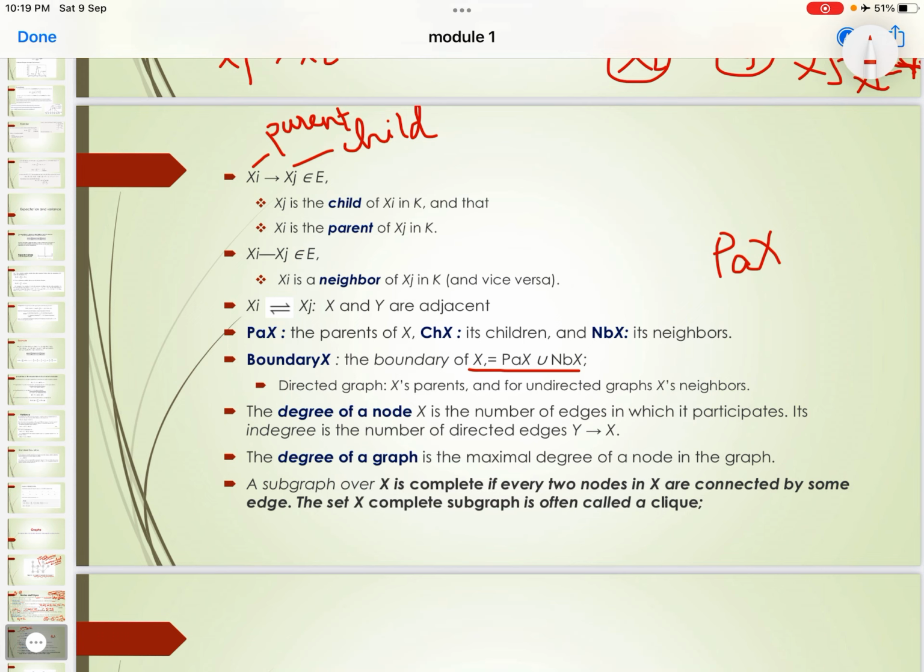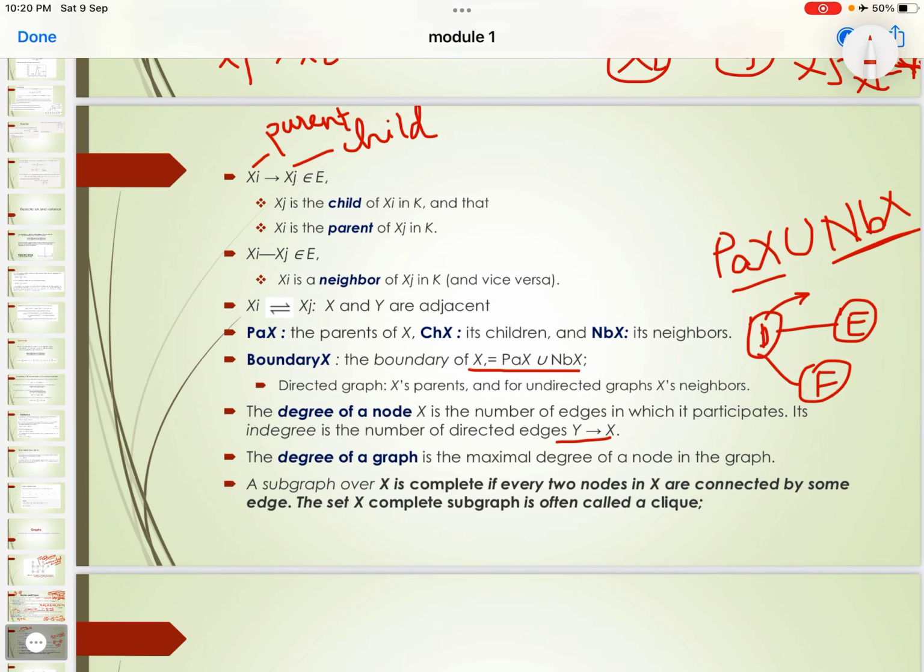The boundary of X is PaX union NbX. In a directed graph, the boundary consists of parents, and in an undirected graph, of neighbors. The degree of a node X is the number of edges in which it participates. Its in-degree is the number of directed edges Y to X. So the degree of a node is nothing but the number of edges in which it participates. Suppose D is there, with an edge to E and an edge to F.